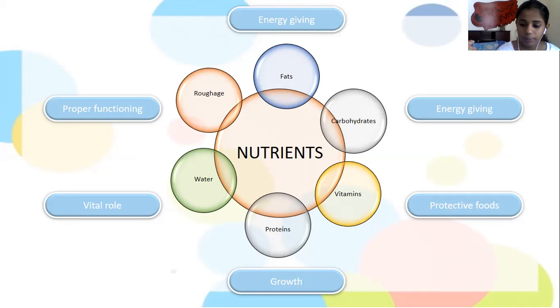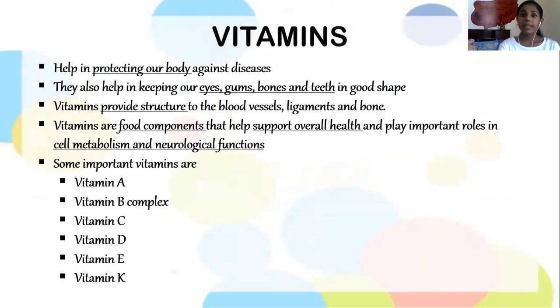Now we'll move on. We have vitamins. Vitamins, as I said, are protective foods. They help in protecting our body against diseases. They also help in keeping our gums, our eyes, our bones and teeth in good shape. They keep them healthy.